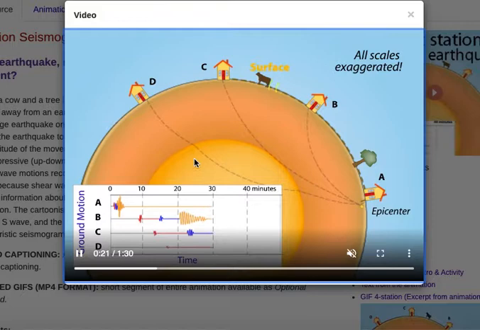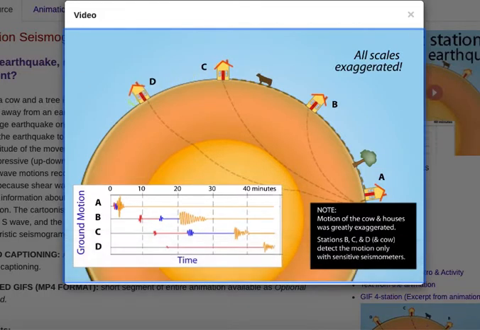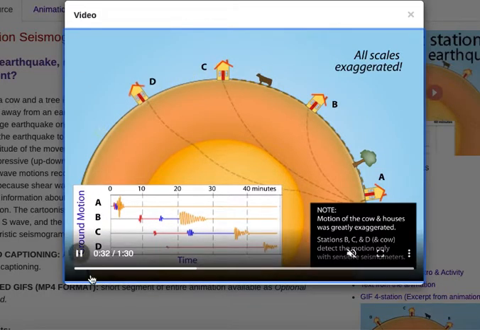Surface never got here because they had to go through the core, and we'll talk about that in a second. And then here comes the surface waves at the end. And so the secondary waves died off on that one.